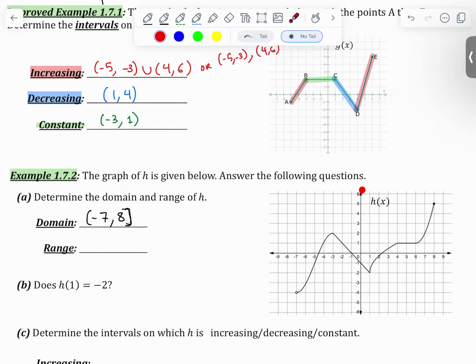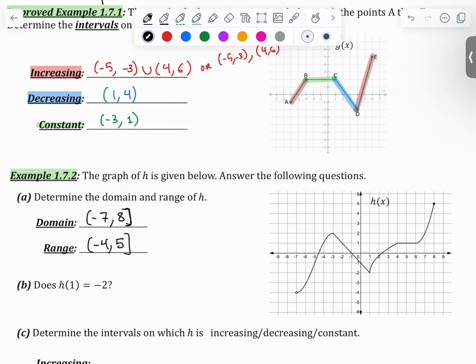Our range is done similarly. We go from most negative to most positive. So we go from down up, and the first y value that doesn't get attained but is a placeholder is -4, and then all the way up until 5, and including 5 because it's a solid dot. So our range is parenthesis -4 up to 5, including it.